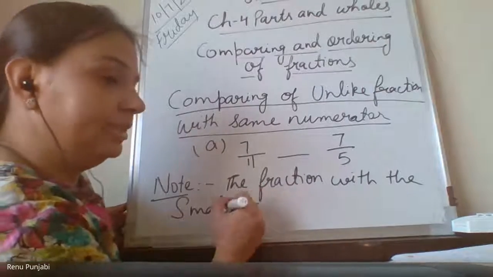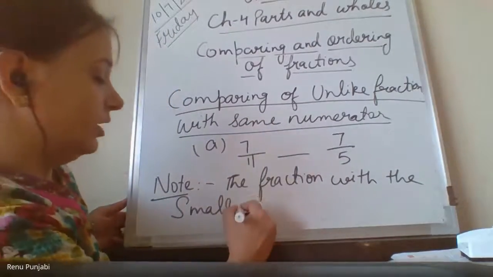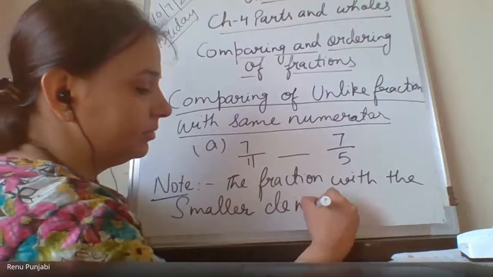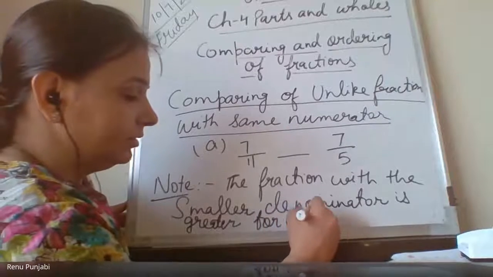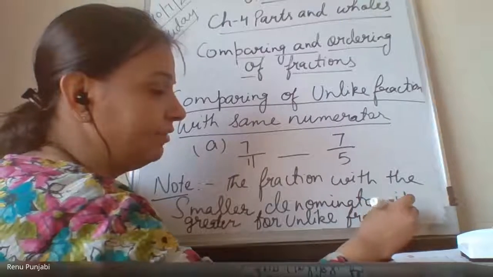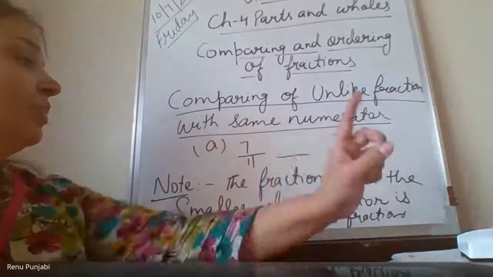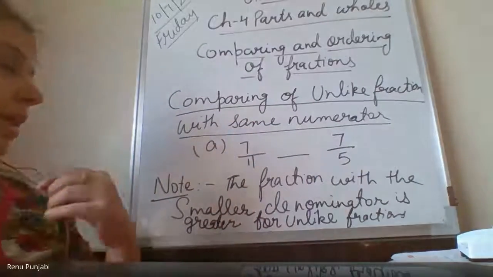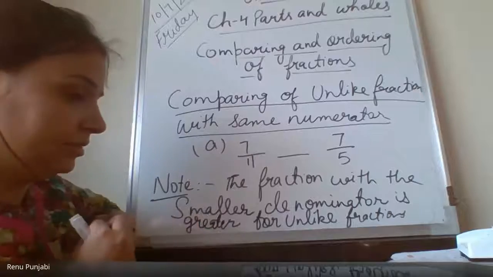The fraction with the smaller denominator is greater for unlike fractions. But there are different unlike fractions. This is the situation when in unlike fraction the numerator is same. In this case, the fraction with the smaller denominator, yes.